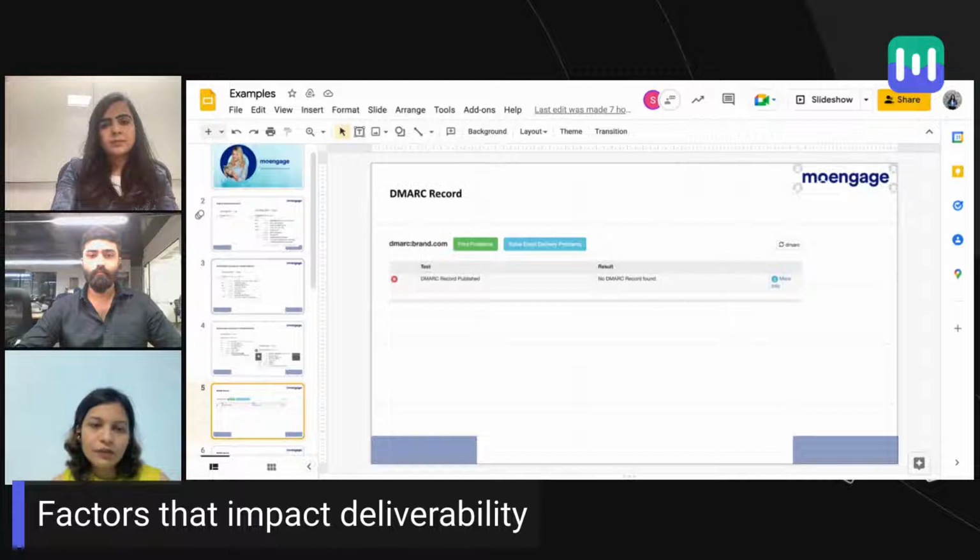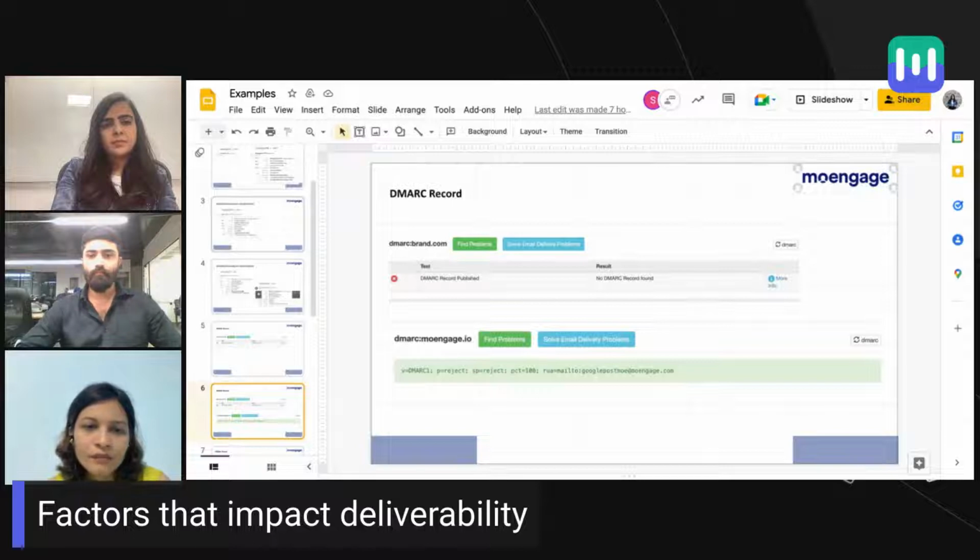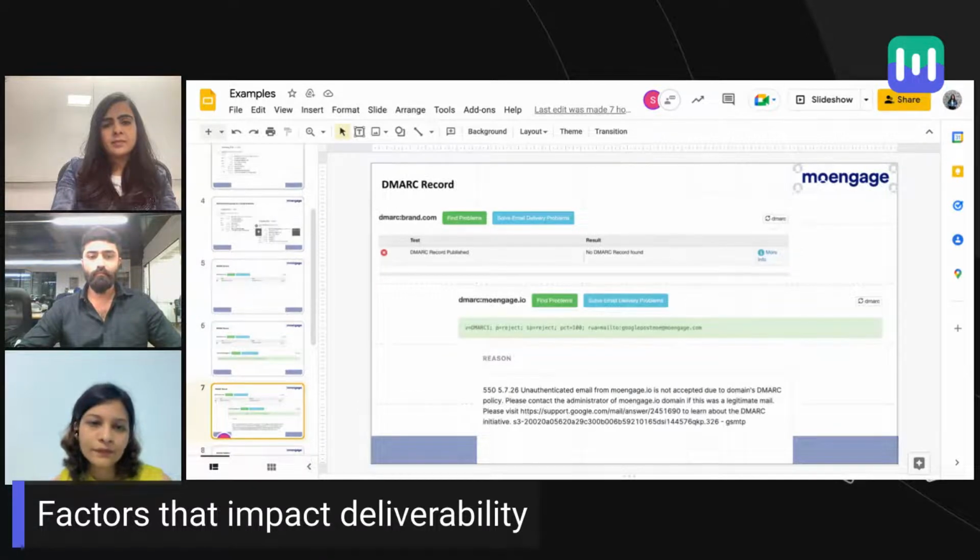Now, when we talk about DMARC, it is a very simple solution to prevent your email address from getting spoofed. Here you can see that brand.com doesn't have any DMARC in place. Can you go to the next slide? Here, moengage.io has a DMARC with a policy which says p equals reject, right? Which means if your emails fail basic authentication, then your emails will get rejected. Can you go to the next slide, please? Yeah.